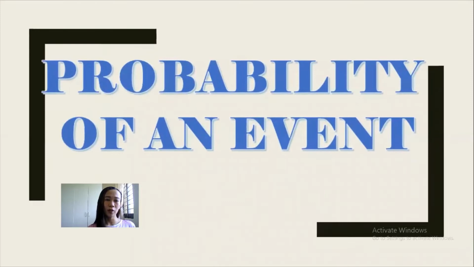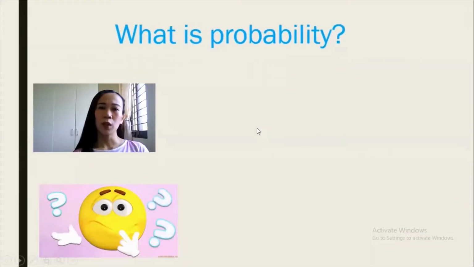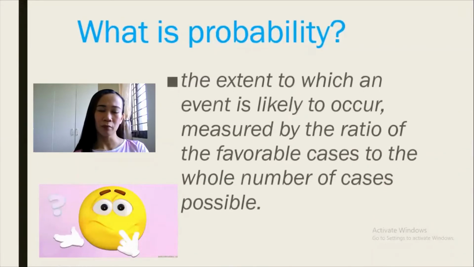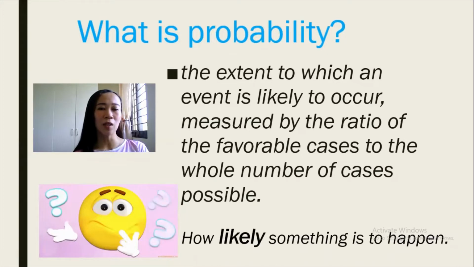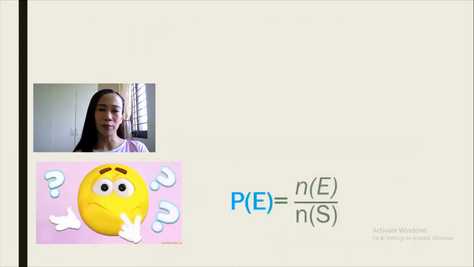Today we're going to learn the probability of an event. So what is probability? Probability is the extent to which an event is likely to occur, measured by the ratio of the favorable cases to the whole number of cases possible. So that is also how likely something is to happen. Okay, let us understand these words more with this formula.